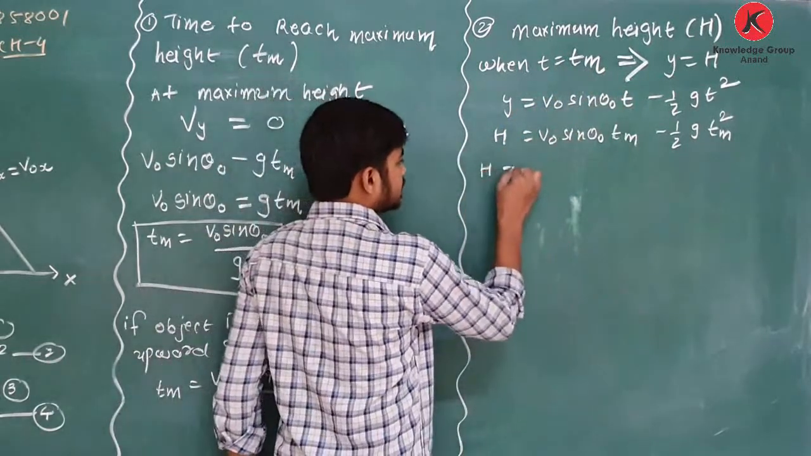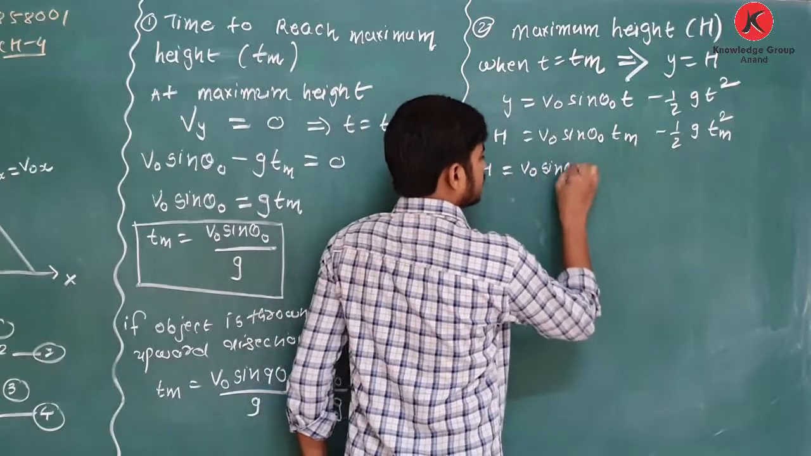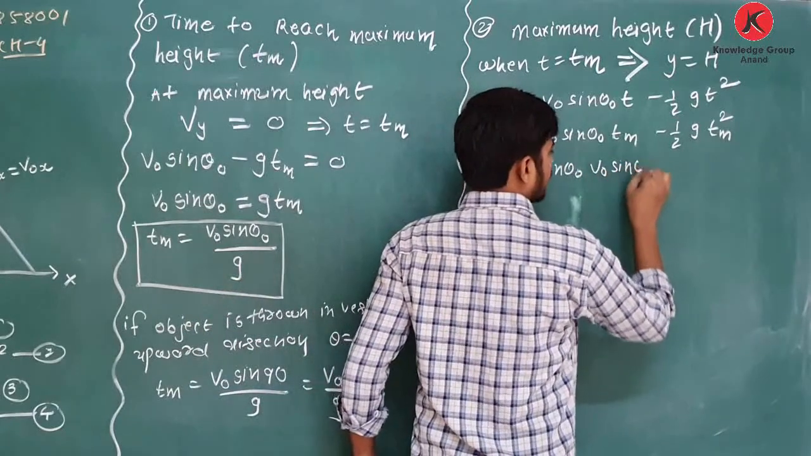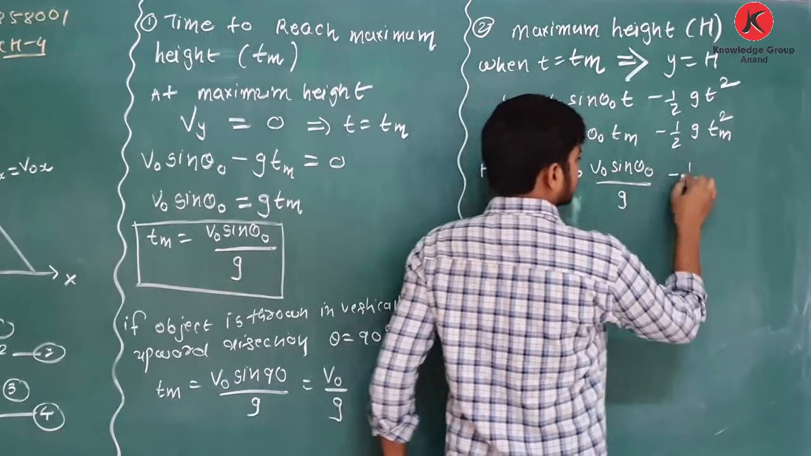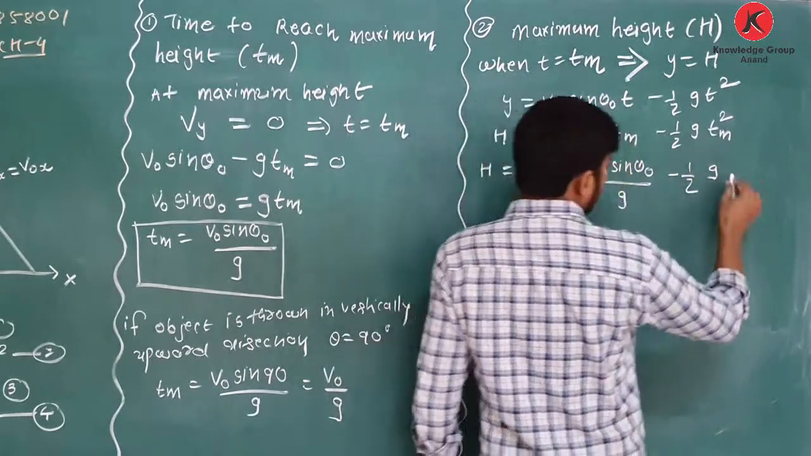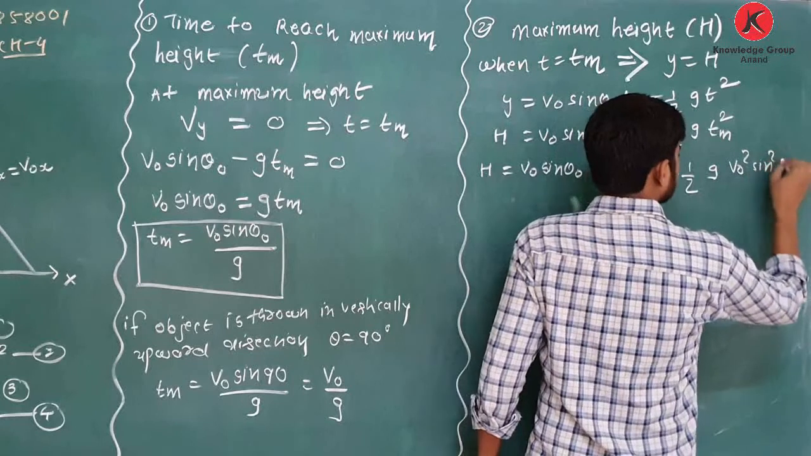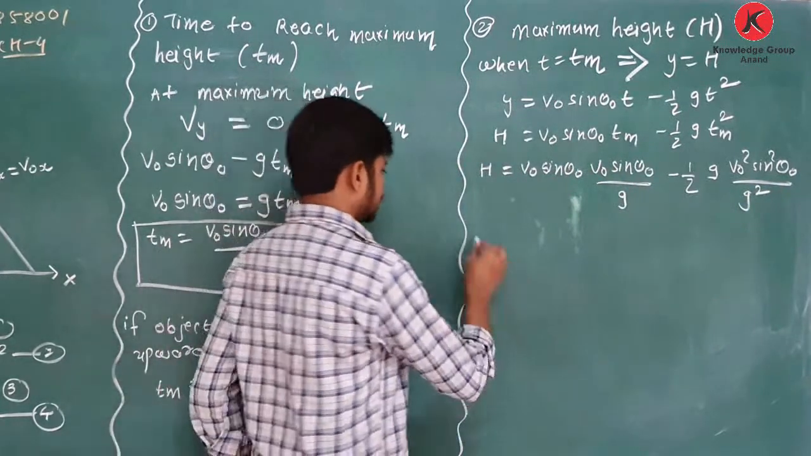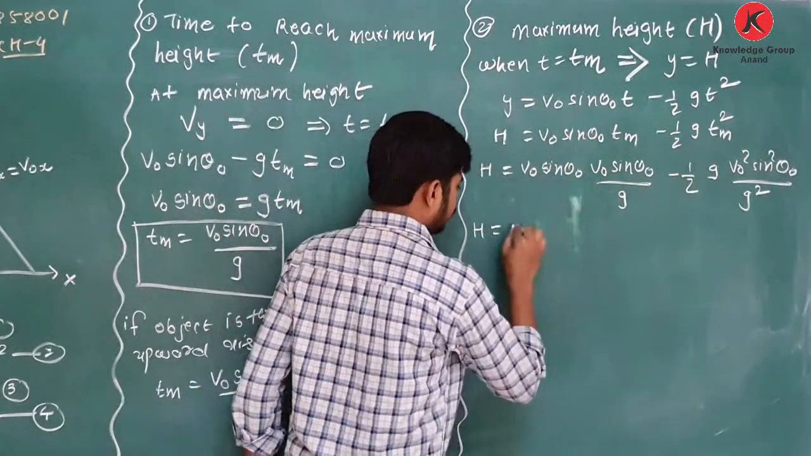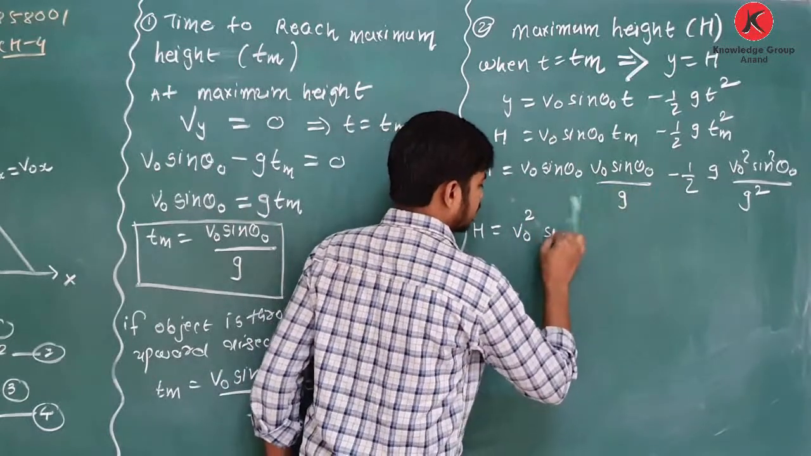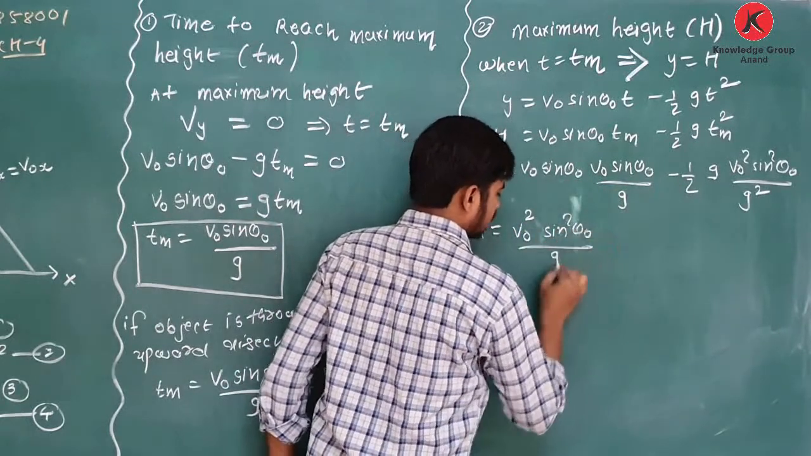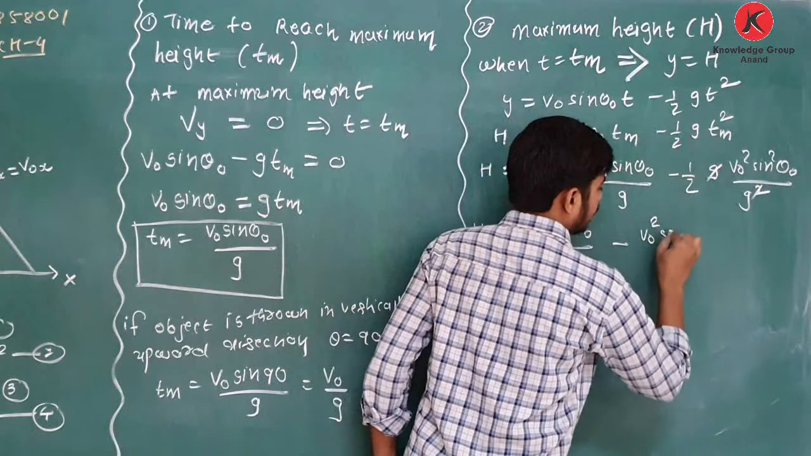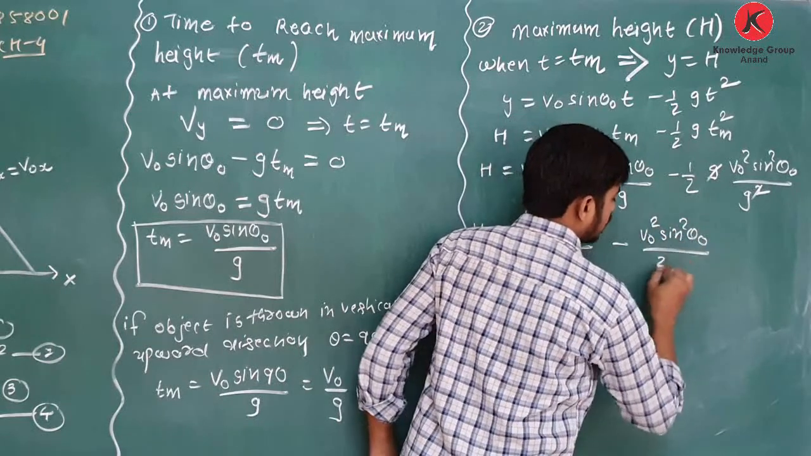Now put the value. H is equal to V0 sin theta0. What is the value of Tm? Tm means V0 sin theta0 upon g, minus half g. Tm square means V0 square sin square theta0 upon g square. Clear about this? Now simplify this term. H is equal to V0 square sin square theta0 upon g minus, 1 g cut 1 g cut, so it is V0 square sin square theta0 upon 2g.